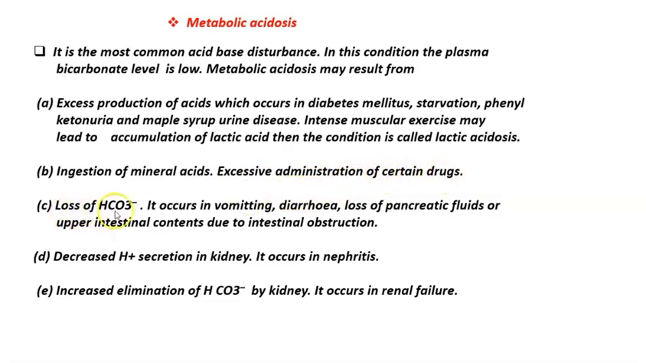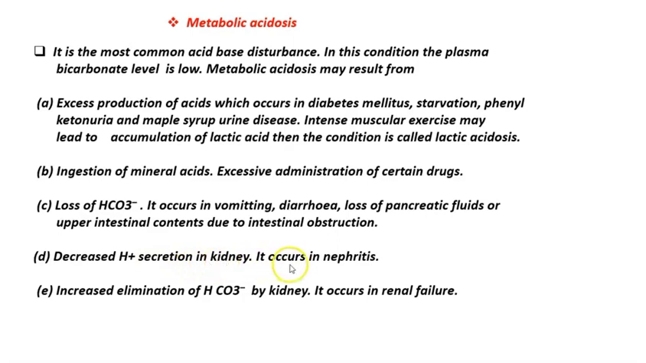Then C, loss of bicarbonate. Bicarbonate is an alkaline base. You can lose it through vomiting, diarrhea, or loss of pancreatic fluid from the pancreas into the small intestine. All that can contribute to metabolic acidosis, or decreased hydrogen ion secretion in the kidney. The hydrogen ion should have been released out of the body, but it is not. It's still accumulated, and this hydrogen ion is dangerous to the body. It makes the body resort to a high acidic content. It is very important that you release it out of the system.